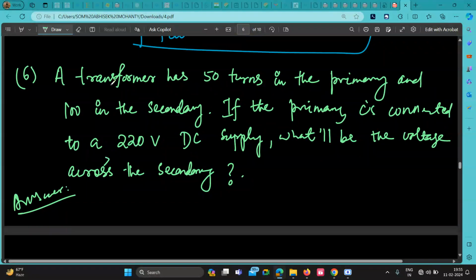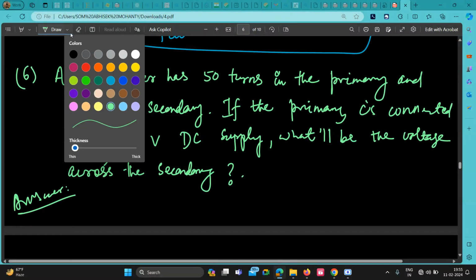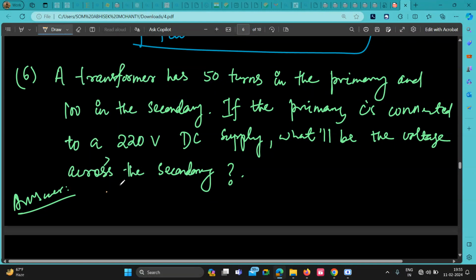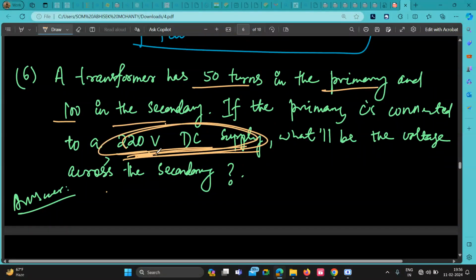See, how to solve this question. See, if you read this question carefully: 50 turns in the primary, 100 in the secondary. If the primary is connected to a 220 volt DC supply, what will be the voltage across the secondary? This is your DC supply here.